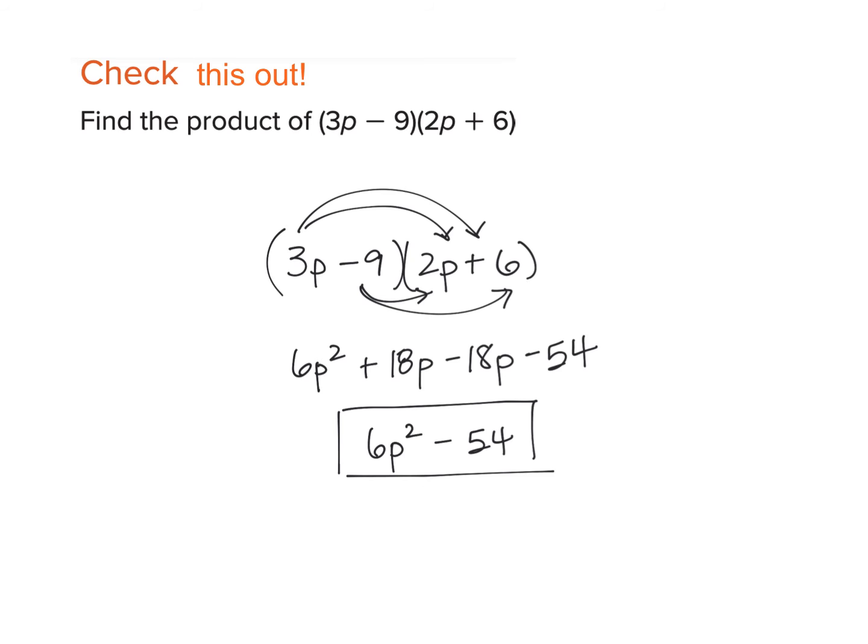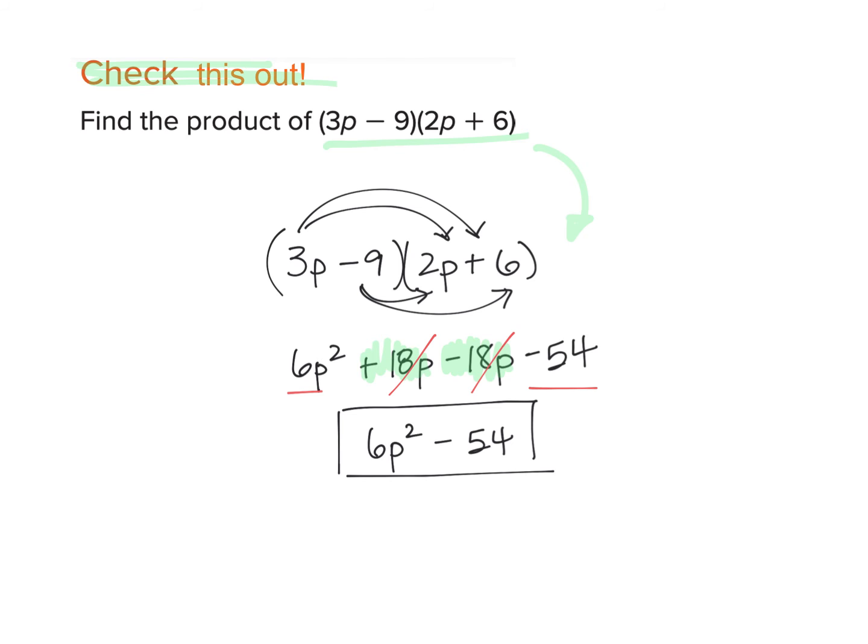All right, I just wanted to show you this one because this was on your slides from yesterday. It said check this out. So if you try to multiply this out, you can kind of see what you're getting back here. The only thing that's kind of weird about this one is I got positive 18p and negative 18p. They kind of cancel each other out, and you just end up with 6p squared minus 54.